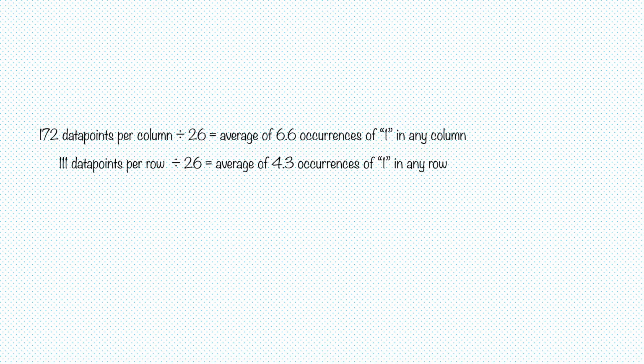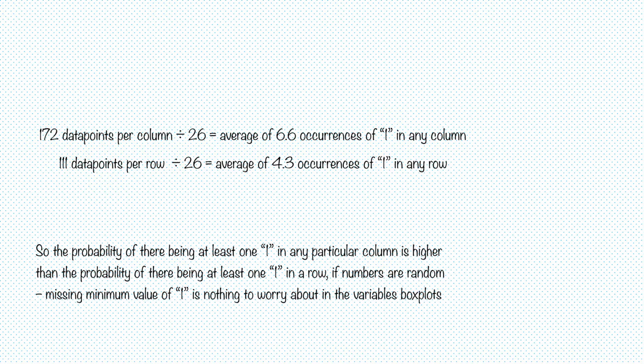But now to explain why there are so many missing 1s and 26s for the rows that aren't missing for the columns, it's simply because there's more data in each column. So in each column, you'd expect 6 or 7 occurrences of any particular number, and in each row, you'd only expect 4 or 5 occurrences of any particular number.